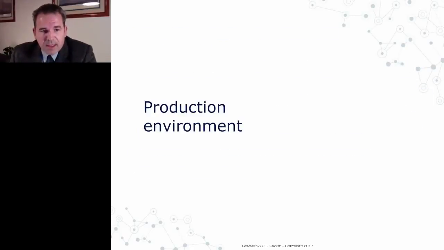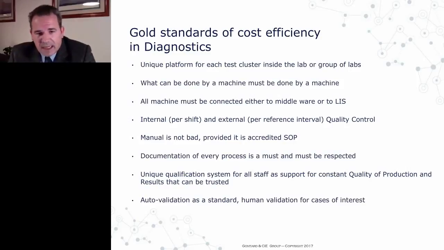So let's go now to the production environment. I talked briefly about the unique platform for each test cluster. That means that we could have biochemistry on a supplier, immunochemistry on another one, hematology on another one, and so forth. We have noticed, mainly in continental Europe, that some markets, and in France right now we're facing this very seriously, people are afraid of automation and machines, and they're trying to block any kind of effort towards more machines in the lab. The only thing they want is a track, and they think that the track will solve all their problems.